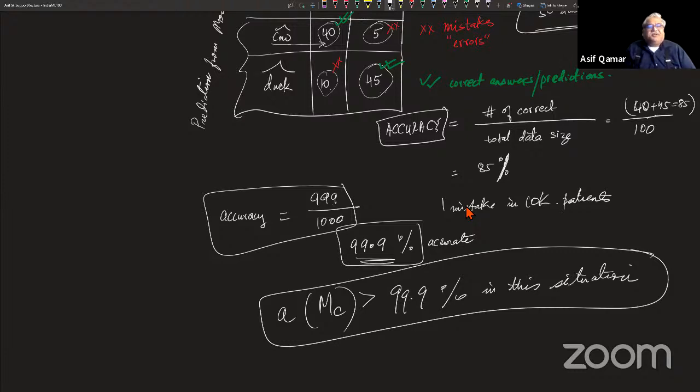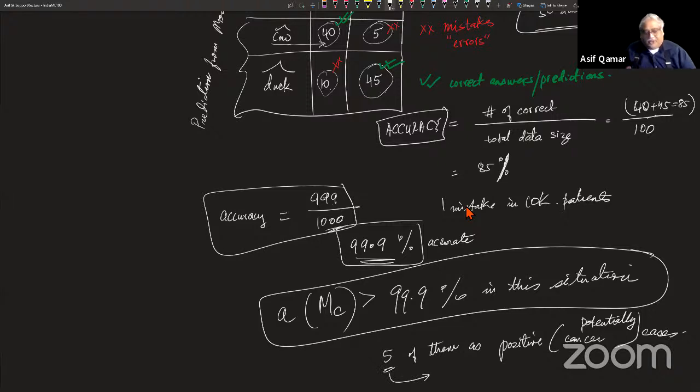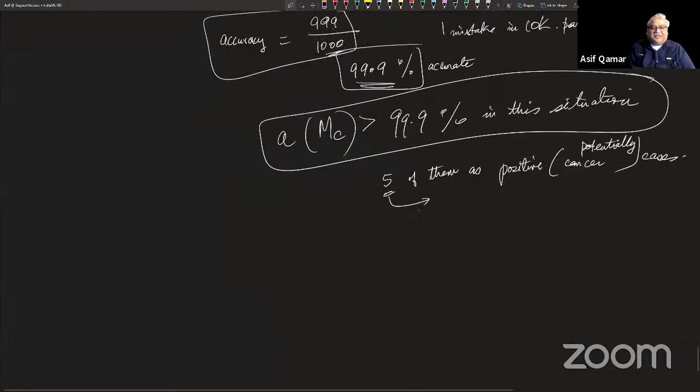Or another way to put it is accuracy may not even matter. The only thing that matters is, you may actually be willing to lose some accuracy. So suppose I do this. Out of the 1,000 people, I declare 5 of them as positive cases, that is, potentially cancer patients, potentially cancer cases. But so long as these 5 include that one person who genuinely has a lump, now look at the accuracy of this algorithm. It will actually be lower than the fraud or the quack one. This accuracy is only 995, isn't it?